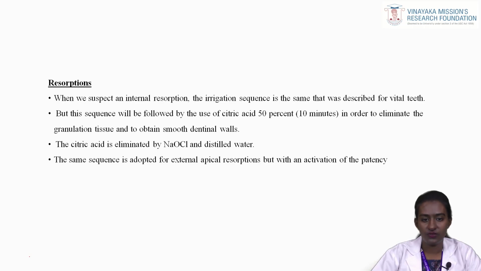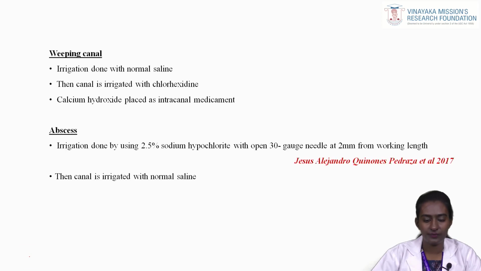In case of resorption, when you suspect an internal resorption, the irrigation sequence will be the same as for a vital tooth, but it will be followed by the use of 50% citric acid for 10 minutes in order to remove the granulation tissue and obtain smooth dentinal walls. This citric acid can be eliminated by using sodium hypochlorite or distilled water. In case of a weeping canal, the irrigation will be done with normal saline, then the canal will be irrigated with chlorhexidine, and calcium hydroxide will be placed as an intracanal medicament.